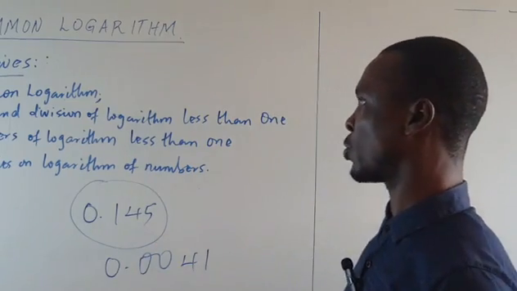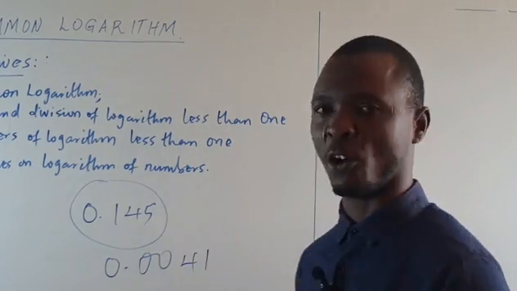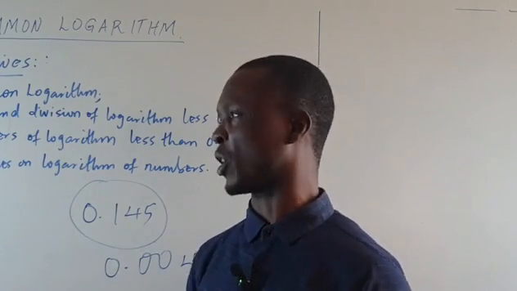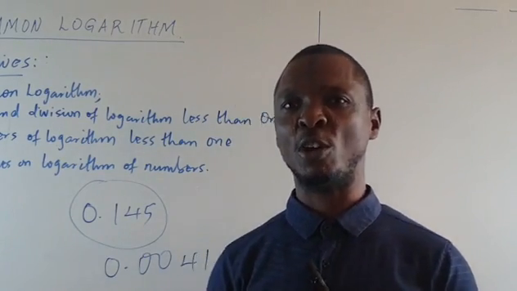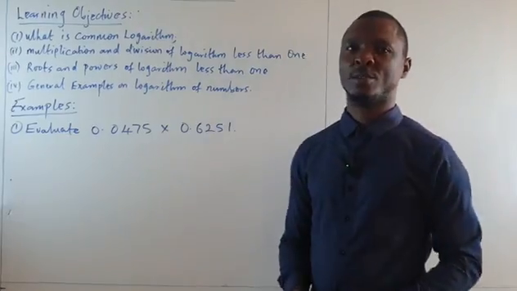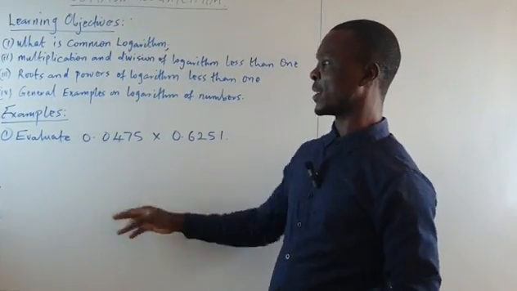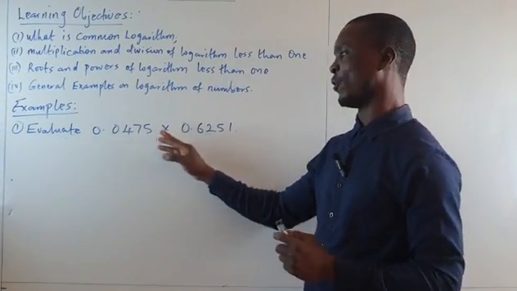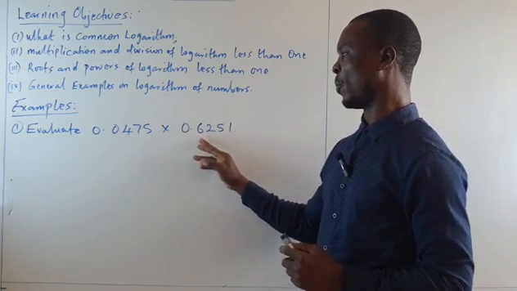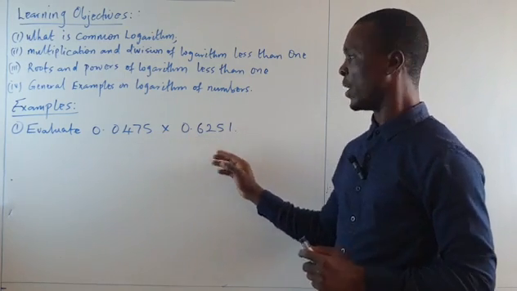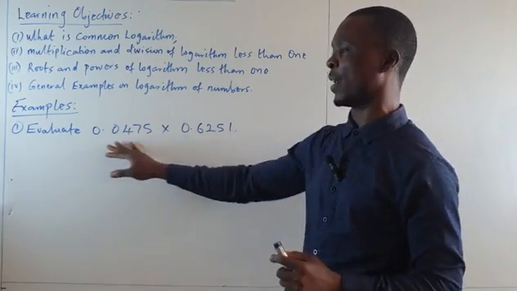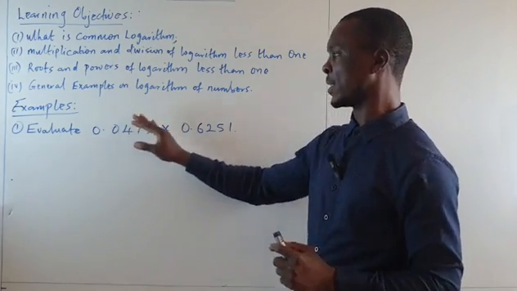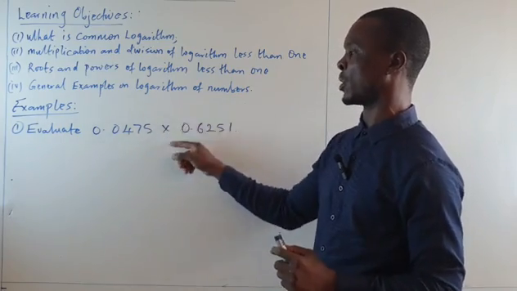So by doing so, we'll start with the first example under multiplication and division of numbers less than 1. So example 1 says evaluate 0.0475 multiplied by 0.6251. The numbers given here are numbers less than 1. And this is a typical example on multiplication.